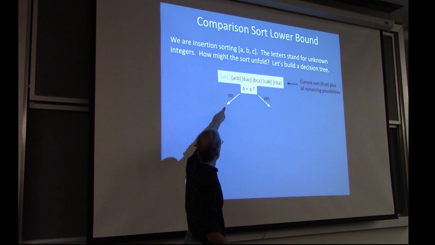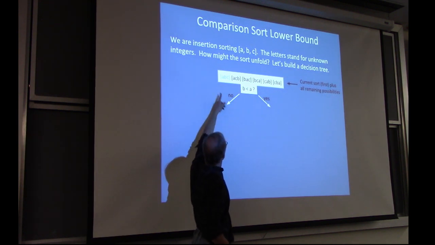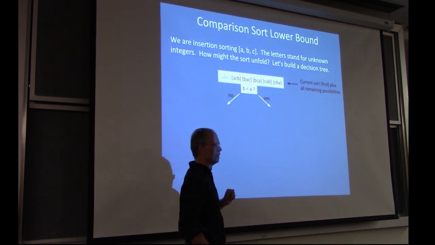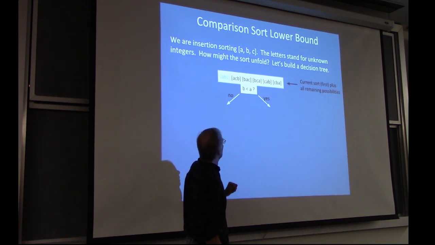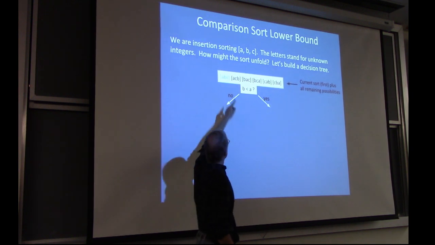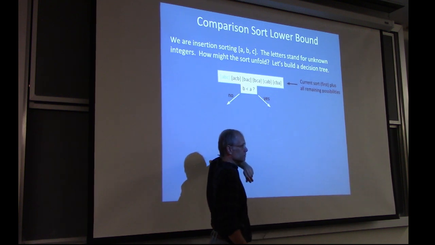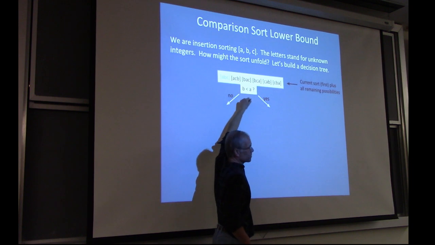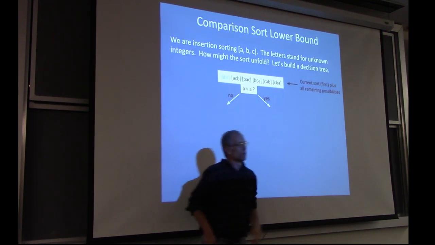Now, if the answer is no, how will that array be changed? Will it still be ABC or will it be BAC? It'll still be ABC. If B is not less than A, it's not going to move B to the left of A. Which of these other possibilities will still be in play? Anywhere where A is to the left of B is still a possibility. So that one there and that one there.